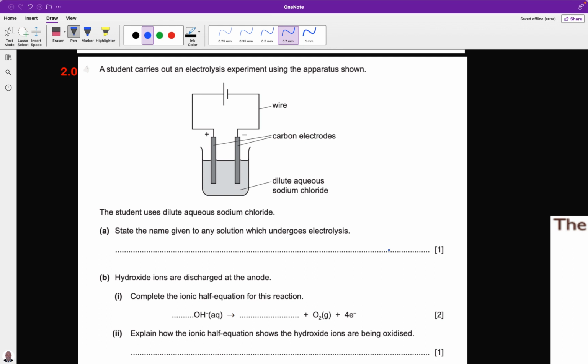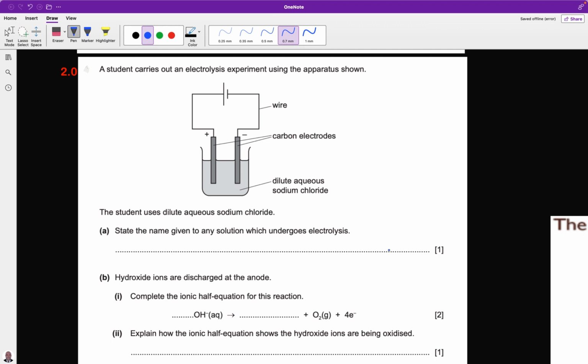Now, a student carries out an electrolysis experiment using the apparatus shown below. Look at the apparatus very well. You see the connecting wires from the electrodes, the two carbon electrodes that are being dipped into the electrolyte, which is the dilute aqueous sodium chloride. The student uses dilute aqueous sodium chloride.